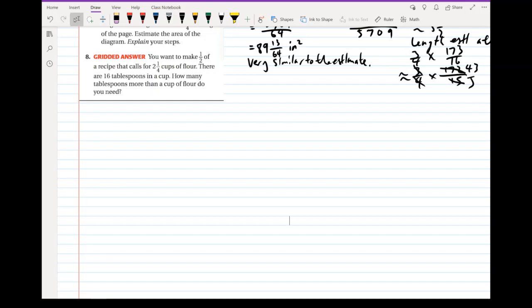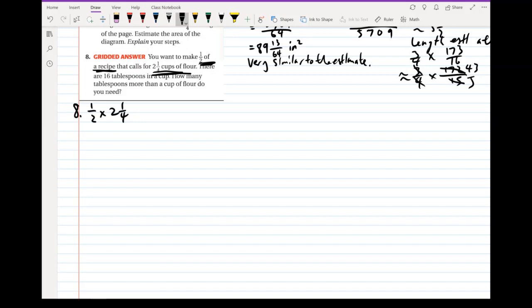So first of all, let's look at the information that we know. We want to make half of a recipe. So we want to make sure that is half of a recipe. And then in that recipe, it requires 2¼ cups of flour. So let's just first look at how many cups of flour we require for half a recipe. That's going to be half multiplied by 2¼ cups of flour. So this is question 8. We want half a recipe, and the recipe requires 2¼ cups.